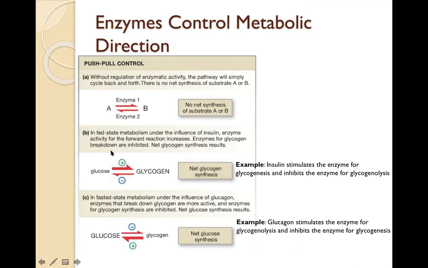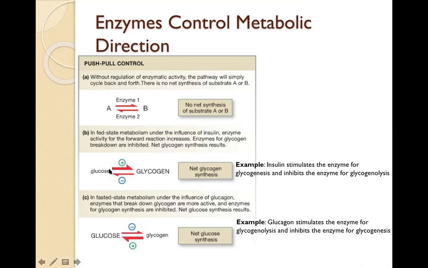That's different if we're talking about fed state metabolism. For example, with glucose, you have a lot of glucose, so you're going to convert that glucose into glycogen because you won't need all that glucose. And the main player here that regulates the conversion of glucose to glycogen is this plus sign, which in this case stands for insulin. So insulin is a hormone that will stimulate the production of glycogen.